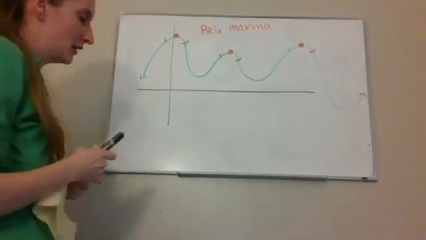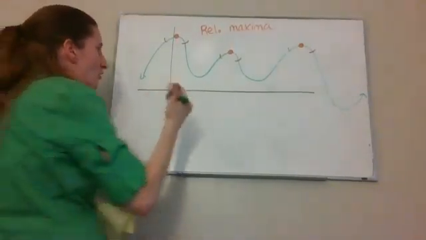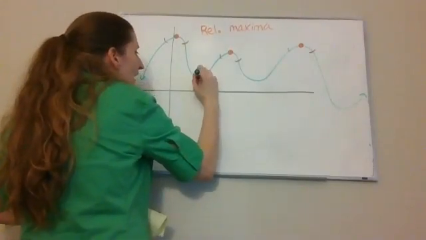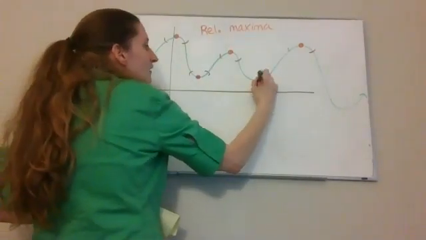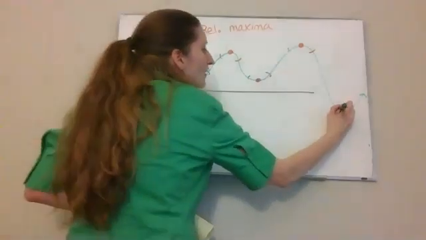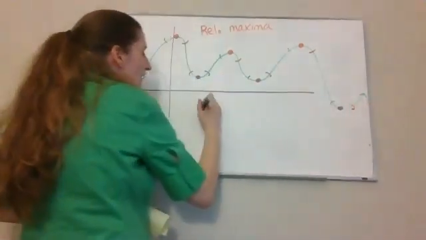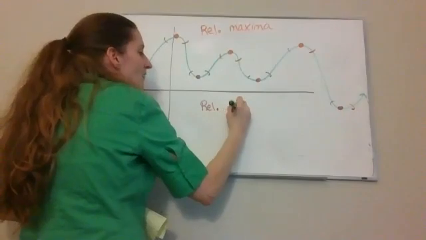For the minima, you look at points that are lower than all points near it. So I would have one here, here, and down here. These are our relative minima.